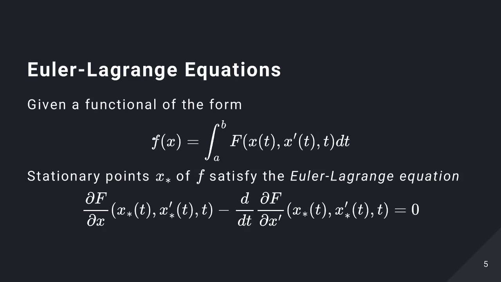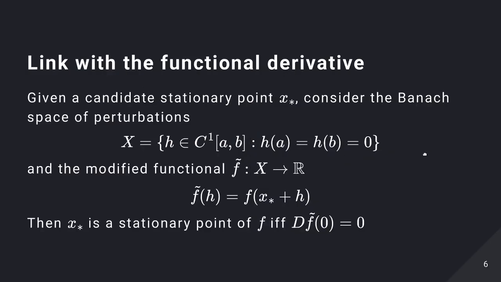Note that the functions you're minimizing over don't have to be a vector space here, but there is a way to get back to a proper functional derivative, which is what I have here. If you have a candidate stationary point of your base functional, you can consider the space of perturbations around it, the Banach space defined as, say, if we have a one-dimensional function here, the space of functions that are continuously differentiable over your interval, such that their endpoints are 0.